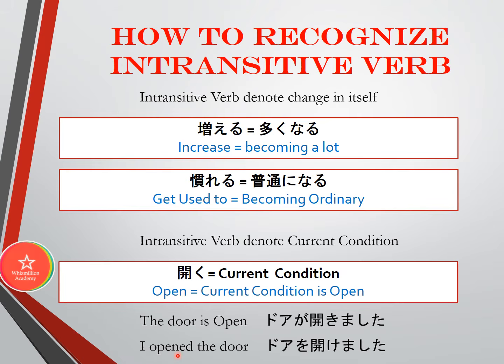The second sentence here, I opened the door. So this is doa o akemashita. This is a transitive verb, while this one is an intransitive verb. I hope you can see the difference, and if you don't recall this, you can go back to our grammar slides for lesson 29, where the difference between intransitive and transitive is explained in detail. So once again, this is a secret formula to recognize which verb is intransitive: intransitive verbs denote change in itself, and the current condition.